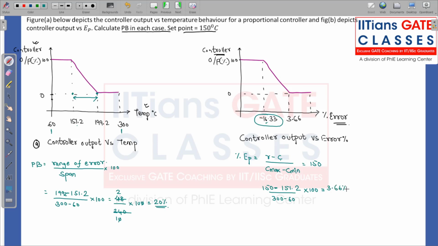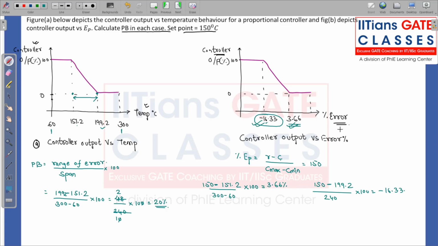So this comes out to be 3.66%. Next, let us calculate the percentage of error for this. So here set point is once again 150 minus, at this particular point, what is the output actual? 199.2 divided by 300 minus 60, that is 240, into 100. For this, let me use calculator. So this comes out as minus 16.33. So this is what was given in the question.